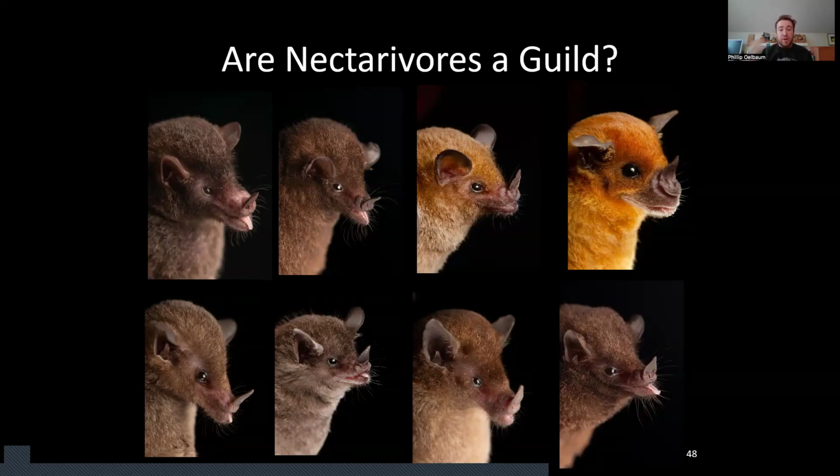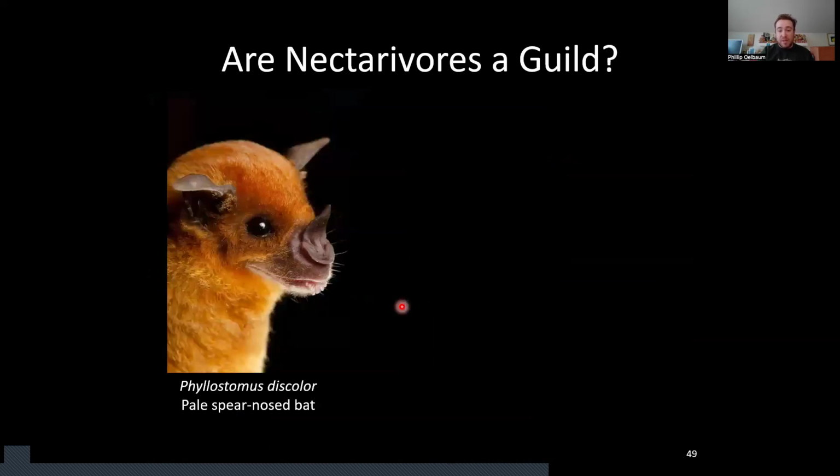Very quickly, I don't have any ability to take a poll here, but just think about who is the least specialized among these bats, who would be the bats that would eat the most nectar, and who would be the bats that eat the least nectar. I just want to highlight two of them here: Phyllostomus discolor and Lonchophylla robusta.